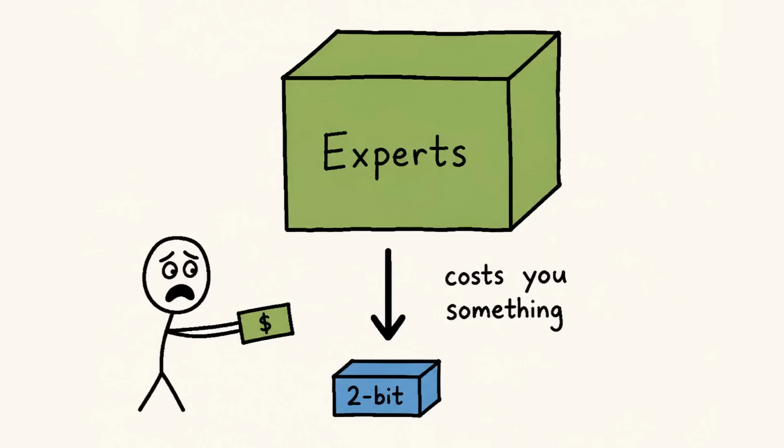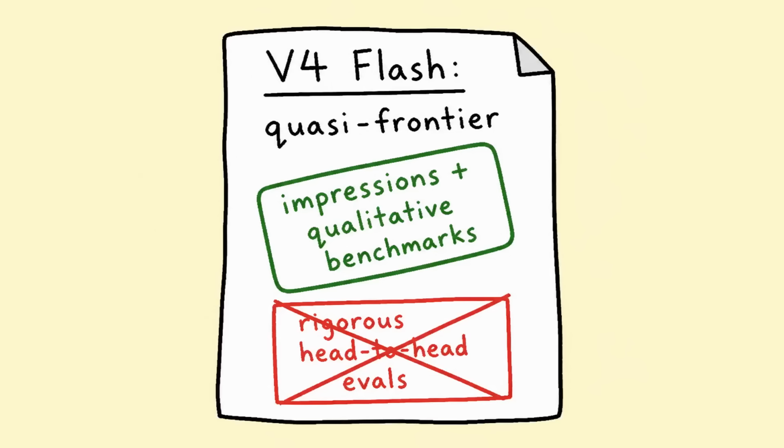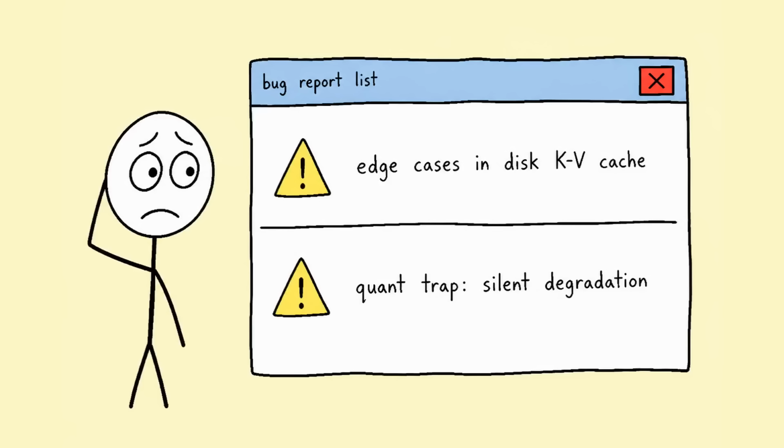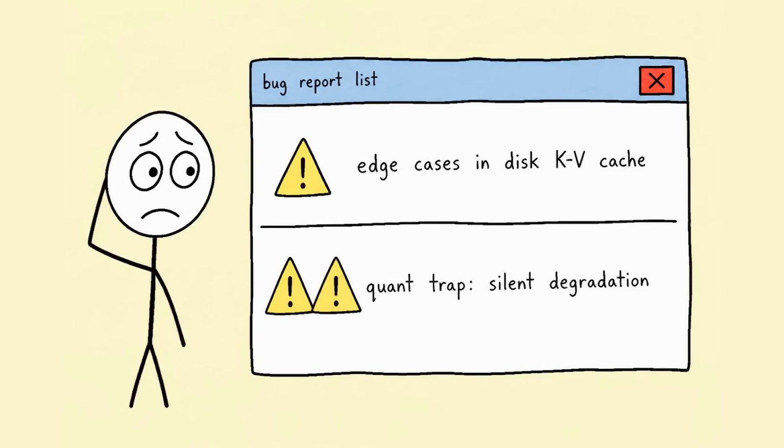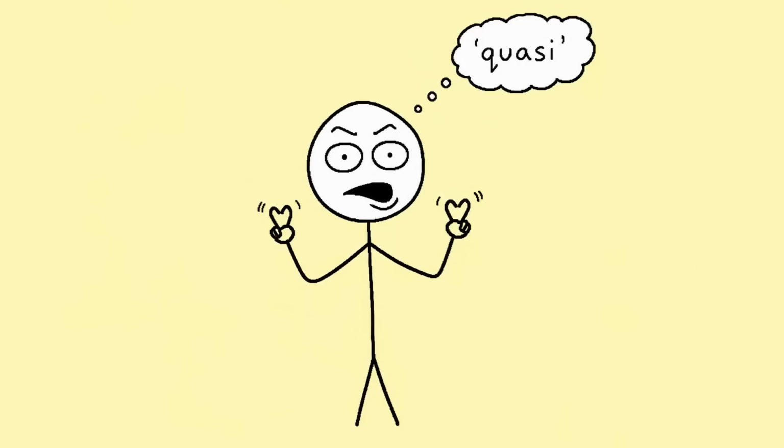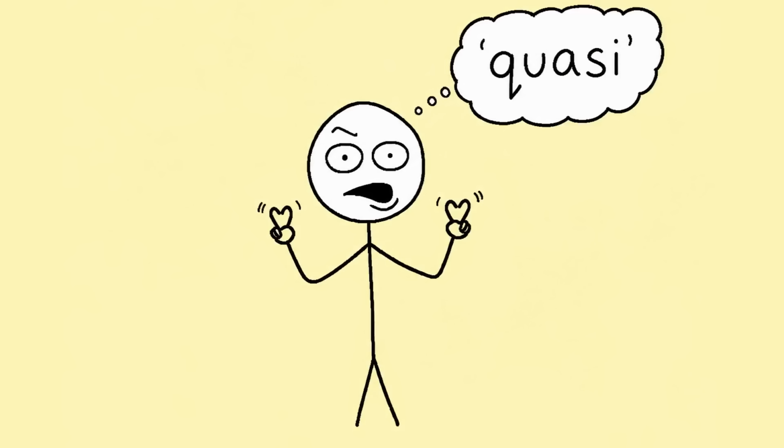Second, the quality. Crushing experts down to 2-bit costs you something, full stop. The claim that V4 Flash is quasi-frontier comes from impressions and qualitative benchmarks, not rigorous head-to-head evals against the top cloud models. Reviewers flag real gotchas, edge cases in the disk KV cache, a quant trap where things kinda silently degrade. Quasi-frontier is the right word. The quasi is doing some work in there.